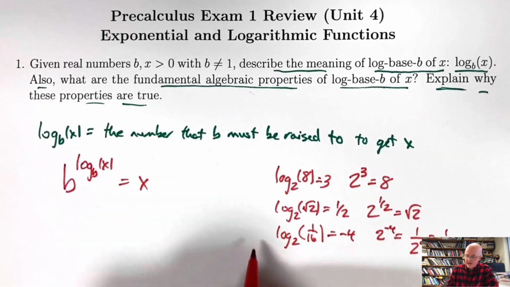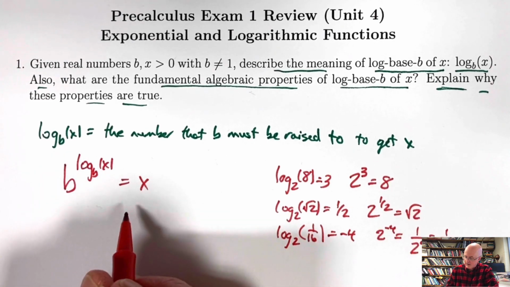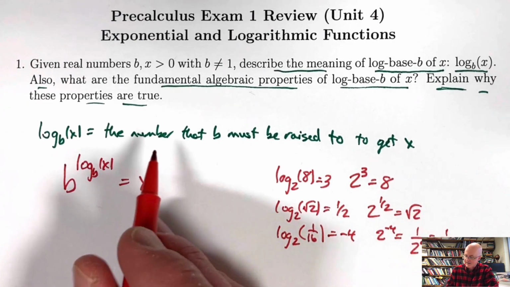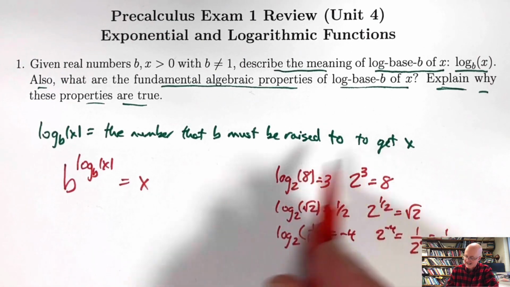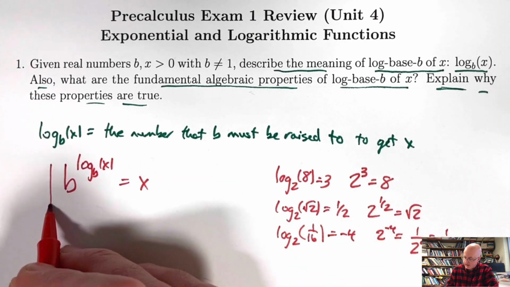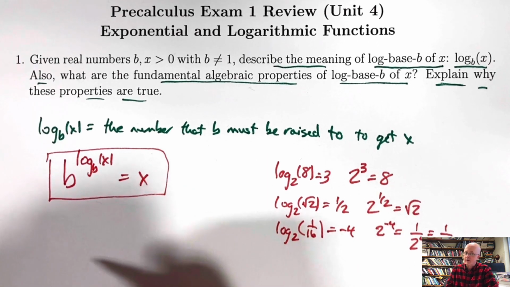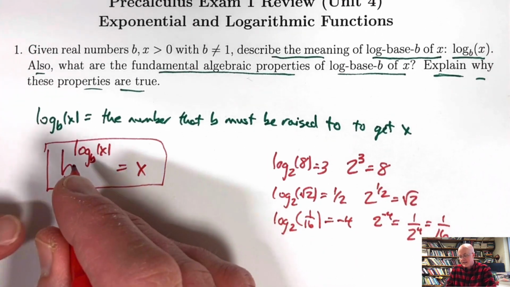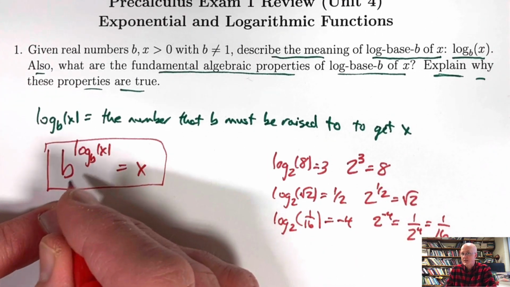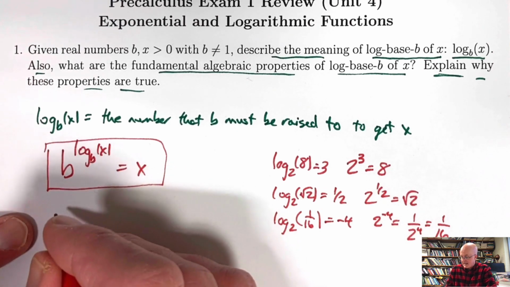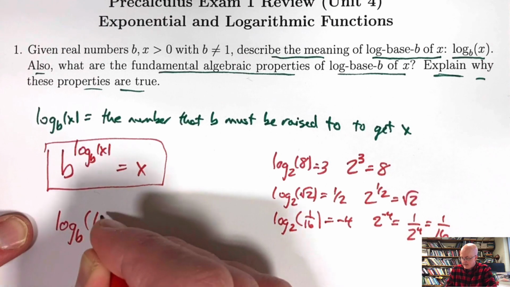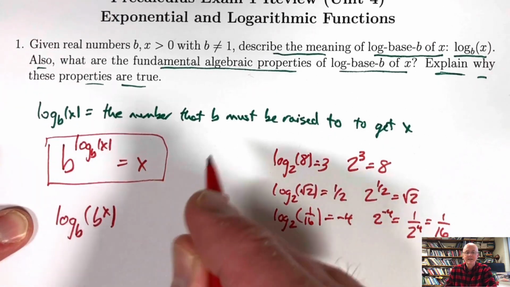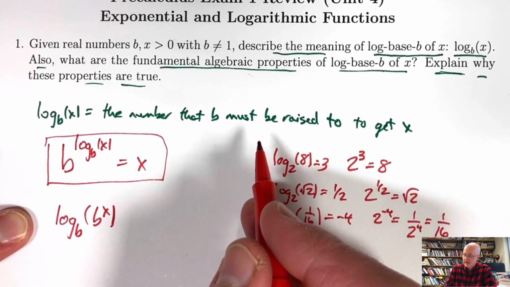But anyway, those are examples of this one property right here, illustrating the idea that, again, this is the number that b must be raised to in order to get x. So there again is one fundamental property. Another fundamental property essentially switches around the exponentiation and the logarithmic taking. What is log base b of b to the x? We can still use this definition to help us figure it out.